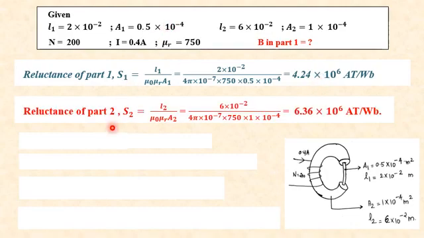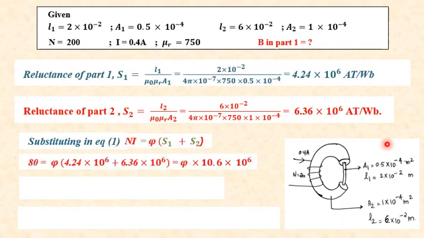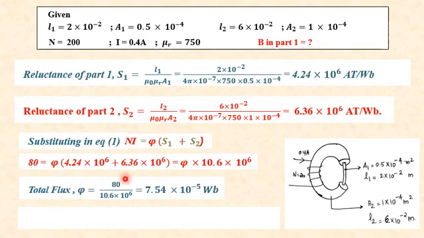Similarly, reluctance of the second part, S2, can be obtained as L2 by mu 0 mu r into A2. All the values are given directly in the question. You just need to substitute it. So, substituting in the above equation, that is Ni equal to phi into (S1 plus S2), we will be getting Ni, that is 80, is equal to phi into (4.24 into 10 raised to 6 plus 6.36 into 10 raised to 6). So from that we will be getting total flux phi is equal to 80 by 10.6 into 10 raised to 6. So total flux is 7.54 into 10 raised to minus 5 Weber.